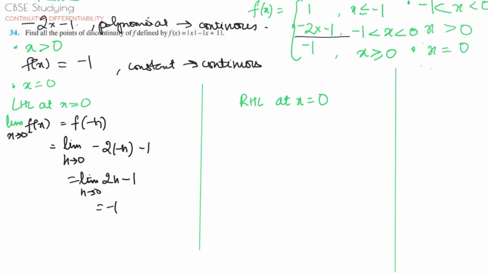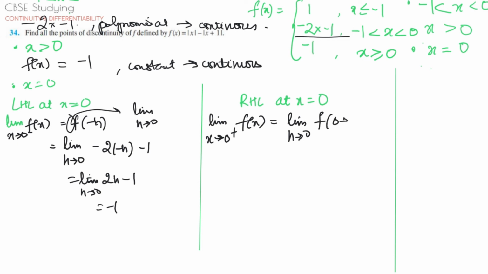Then RHL. So limit x tends to 0 plus f of x is equal to limit h tends to 0, I forgot limit h tends to 0 here, so please add it. Limit h tends to 0, f of 0 plus h, limit h tends to 0, f of h, when x is greater than 0, it is given to us directly as minus 1.